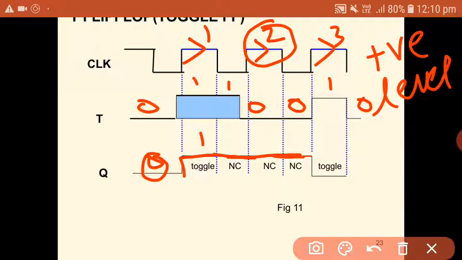And when the third clock pulse is applied, the T input is changing from 0 to 1. That means whenever T is equal to 1, what will happen? The output toggles. Previously the output is 1, now the output becomes 0. So this is the basic operation of toggle flip-flop with the help of timing diagram, which involves clock pulses and T inputs. For different T inputs and clock pulses, you can observe the output of T flip-flop.